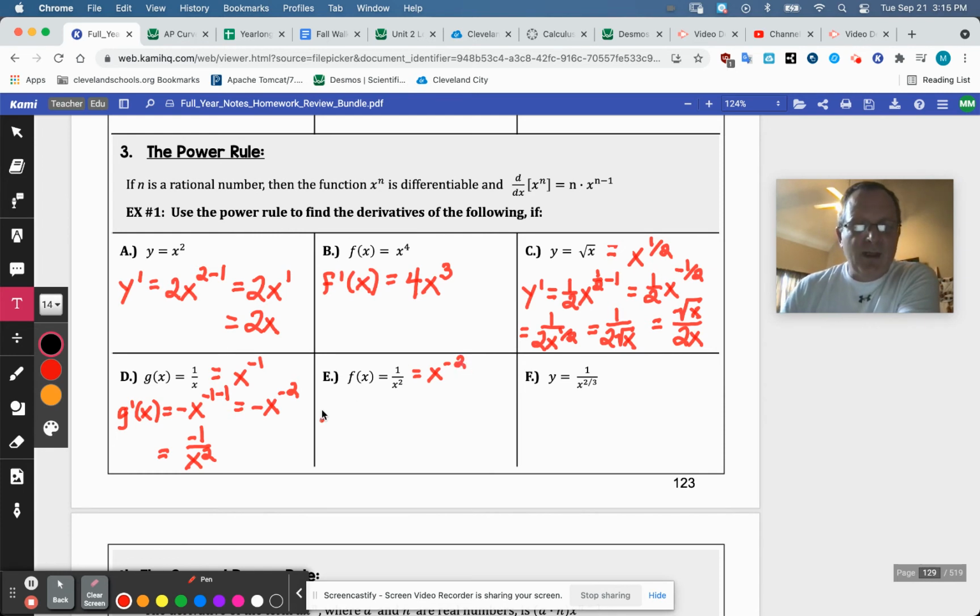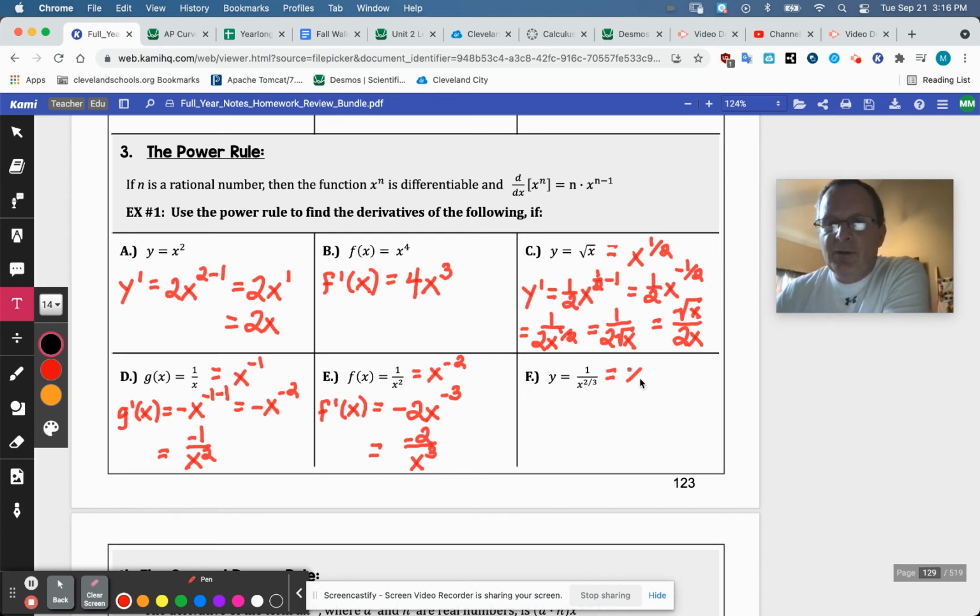And away we go. So f prime of x is going to equal -2 x to the -3. I'm not going to write the subtraction this time. And that would be -2, which does not have a negative exponent, but the x does. So it goes to the bottom. There we go.